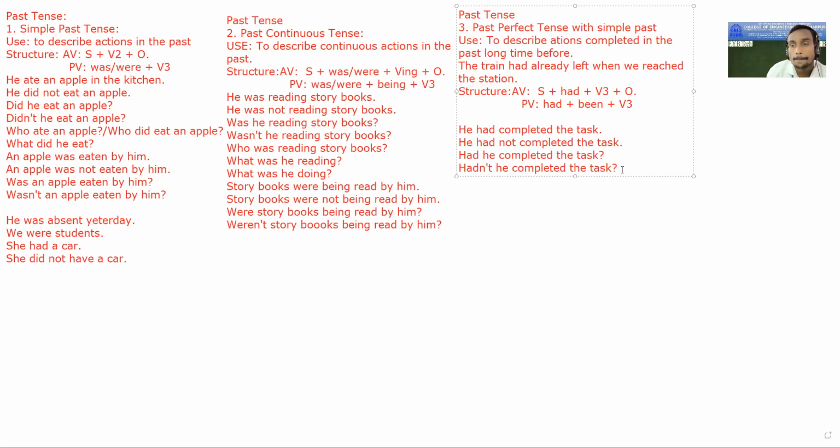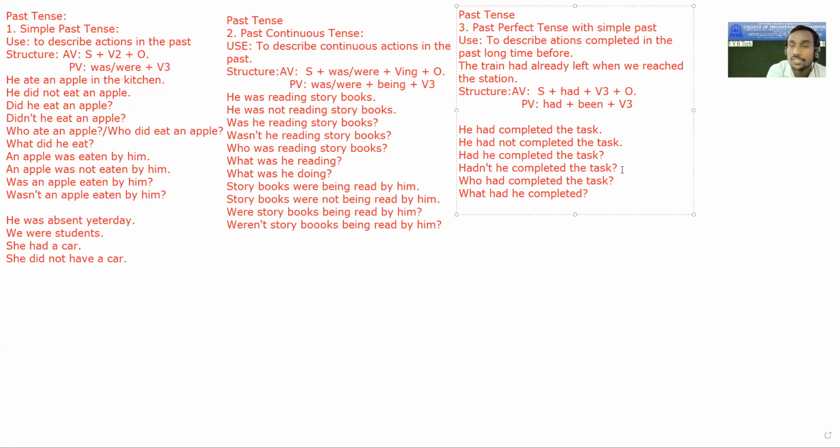Then let's make some WH questions also. All of you are familiar with who. So, who had completed the task? That became your WH question. And if you want to get the answer, the task, then how can you ask? What had he completed? Yes, what had he completed? That became your WH question.